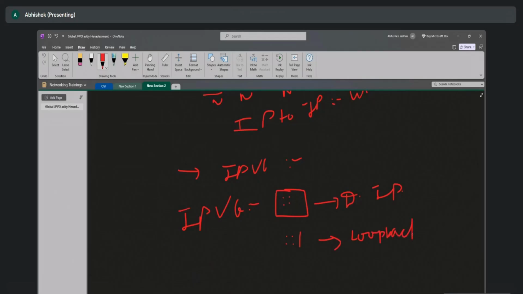I told you for each interface, there should be a testing interface. For IPv6, this is the testing interface, the loopback interface, and it is annotated like this, two colons and 1. So if your machine is stuck at this particular IP, this means that your machine is assigned an IPv6 loopback address. Is that clear? Yes, sir. Great.